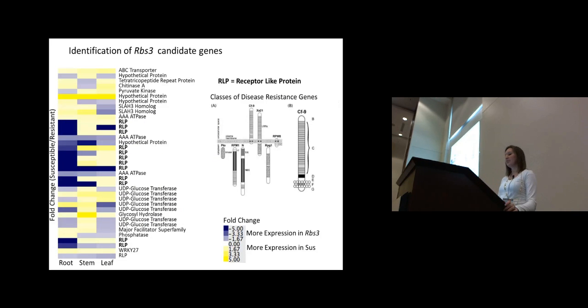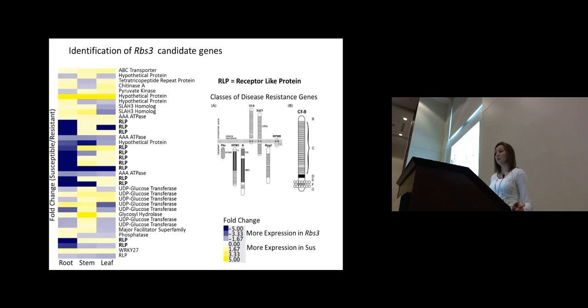And then we were also interested in looking at what was happening in that RBS3 region. RBS3 is one of the resistance genes for BSR, and it has been mapped to chromosome 16. So in that RBS3 region, there are about 40 genes, and about 20 of them are differentially expressed in my data set. Everything on this heat map that's in blue is expressed more in the resistant.